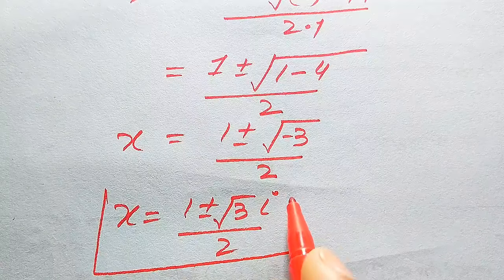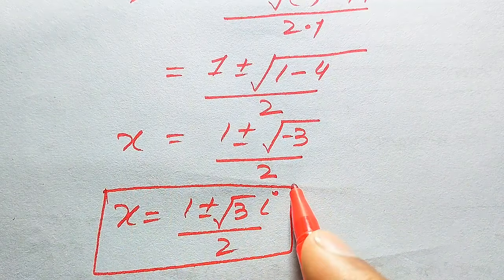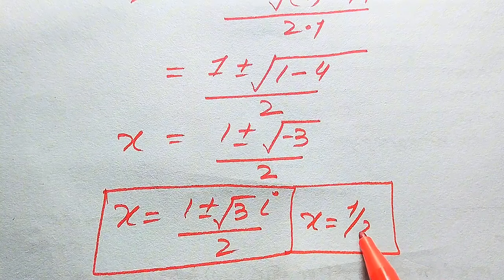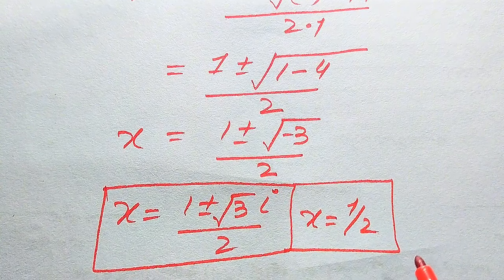So these are the other two complex roots of the given equation, and from equation number 2 we get here the three roots, that is one is real and the other two are complex.